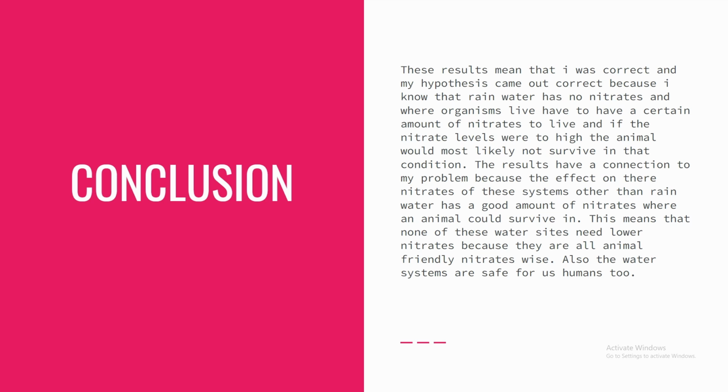The results have a connection to my problem because the effect of the nitrates of these systems, other than rainwater, has a good amount of nitrates where an animal could survive. This means that none of these water sites need lower nitrates because they are all animal friendly, other than rainwater. Also, the water systems are safe for us humans too.